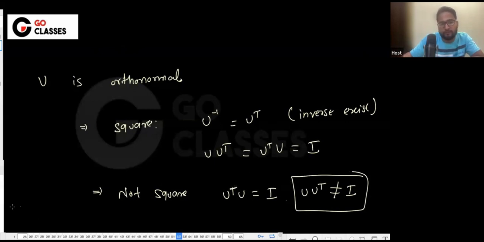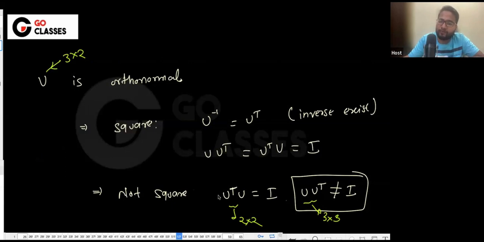Why is that the case? Let's suppose this is 2 into 3. Can it be 2 into 3, by the way? 2 rows, 3 columns cannot be linearly independent, right? So let's just take it 3 into 2. Then this is 2 into 2 and this is 3 into 3. Can you tell me both can be identity?